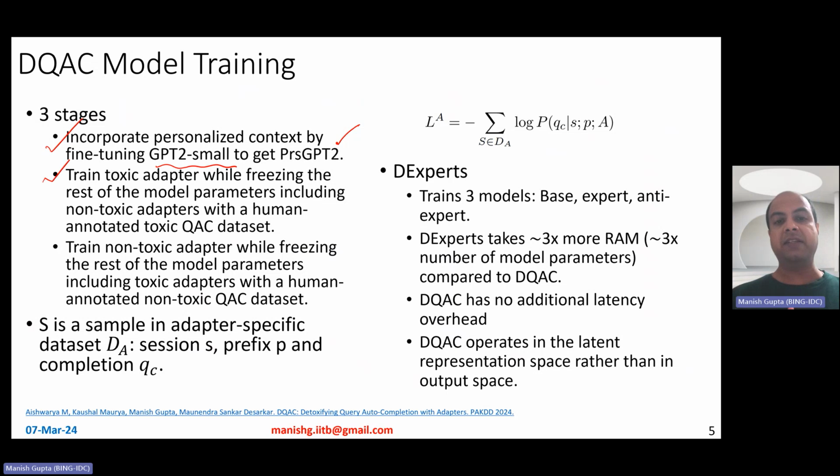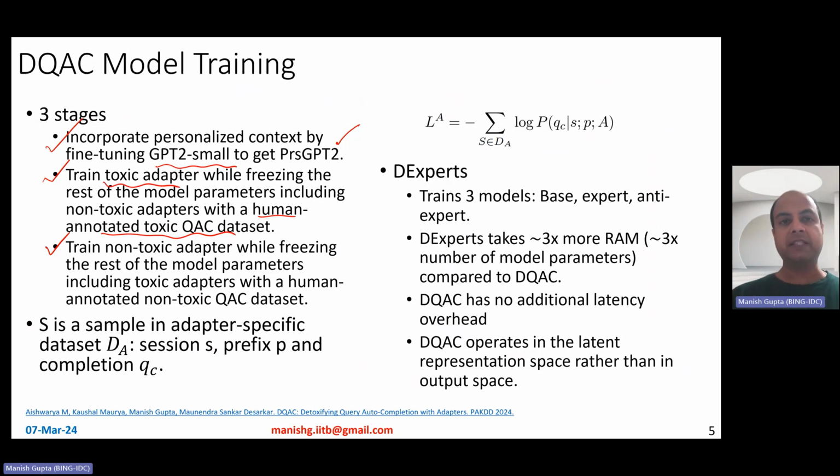The second step, you train the toxic adapter. While doing this, you freeze the rest of the model parameters, including the non-toxic adapter parameters also, using a human annotated toxic QAC dataset. So here you need a human annotated toxic query auto-completion dataset. You need queries which are toxic in nature, right? And third step, you train the non-toxic adapter while freezing the rest of the model parameters, including the toxic adapter that you just trained.